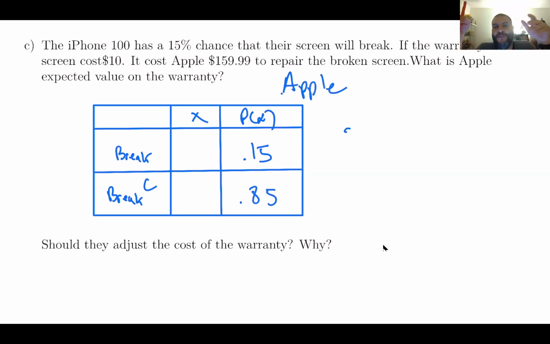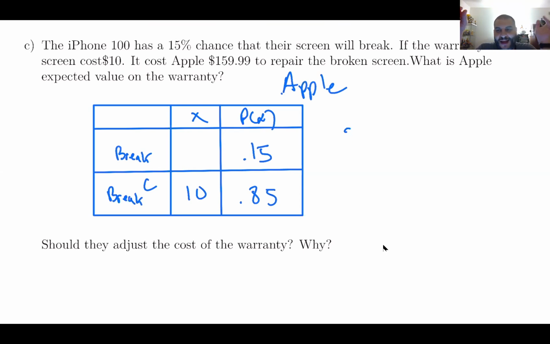So when is Apple gaining money? Like they're always gaining money, but in this case scenario, when are they gaining money? Cool. So if it doesn't break, that means you pay for the warranty, but you're not actually using the warranty, so they get to keep that money. So they get to keep $10 for doing absolutely nothing. So 85% of the time they keep $10.